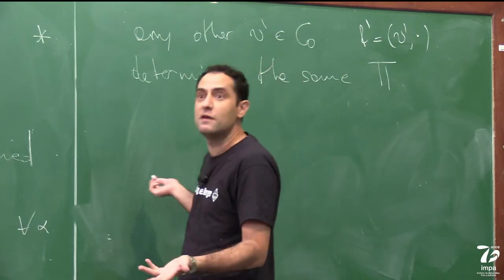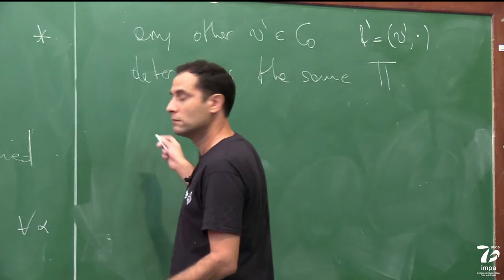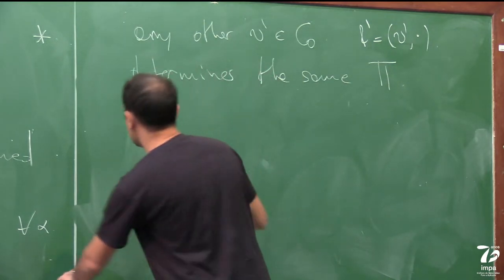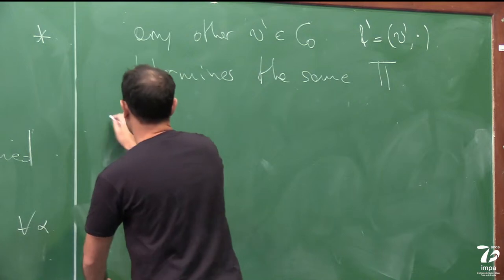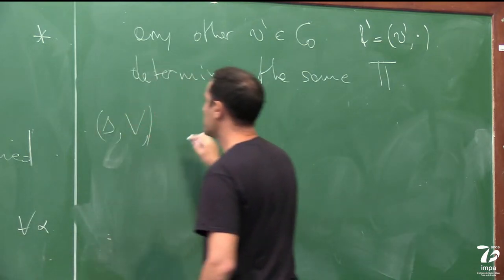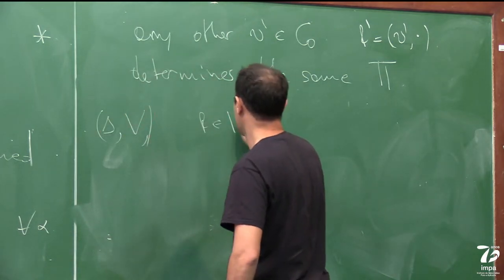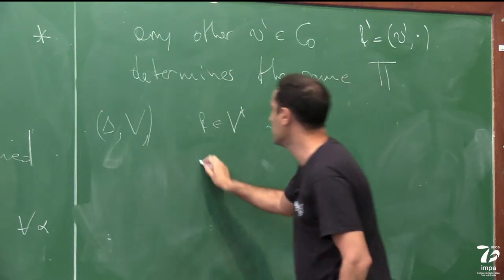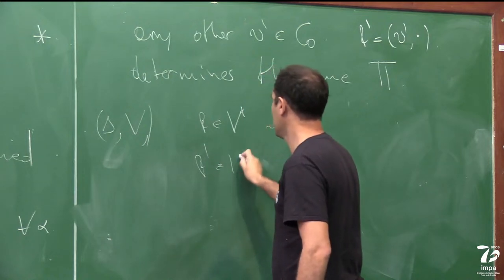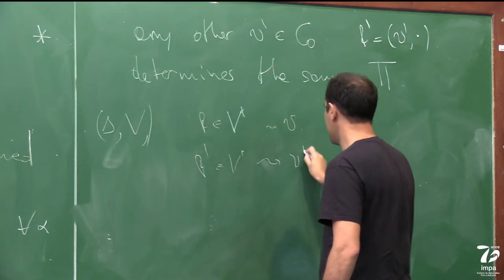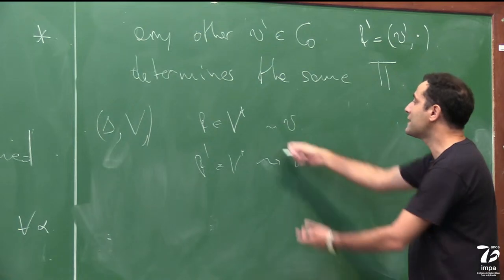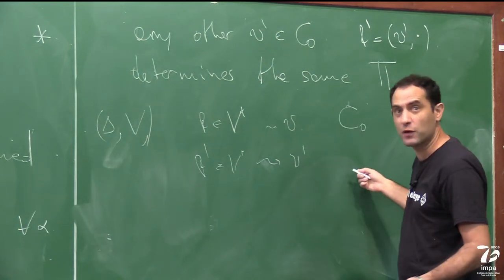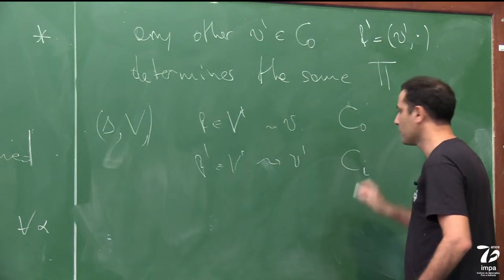Suppose that you choose different ones. We've chosen some f, so we have this v delta, and we chose some f in v prime. This gave us some v, and we choose another one, f prime, and this gave us some other v prime. So this determined one fundamental chamber, and this determines a different fundamental chamber. Let me call this ci.